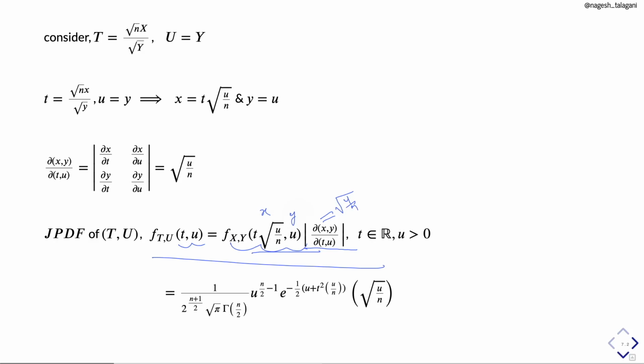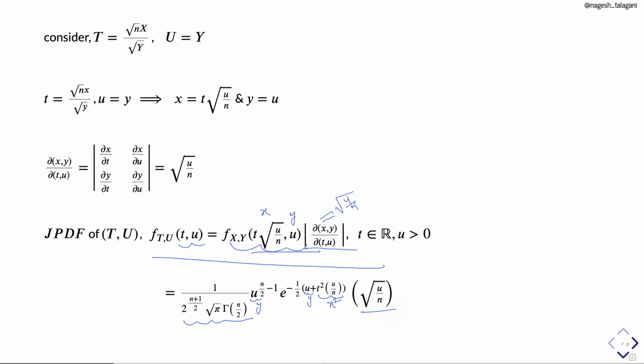1 by 2 to the power of n plus 1 by 2 root pi gamma n by 2 times u to the power of n by 2 minus 1 times e power minus 1 by 2 of u plus t square of u by n, times the modulus of the Jacobian of the transformation, that is root u by n.